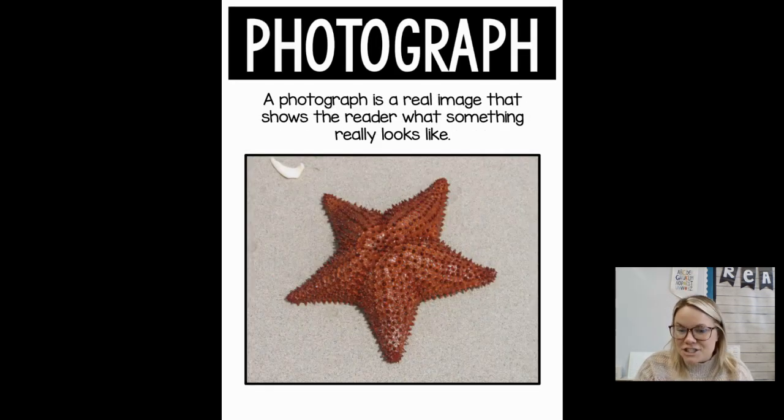In your nonfiction text, you are going to start seeing a lot of photographs. And it is so important as a reader to really look at the photograph and study it. Because with your nonfiction books, you're reading them to learn something. So when you look at the photograph, you can learn even more information.